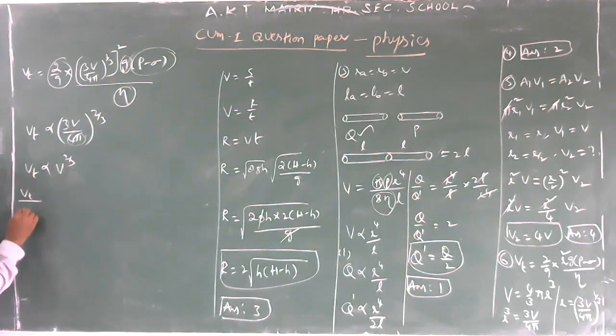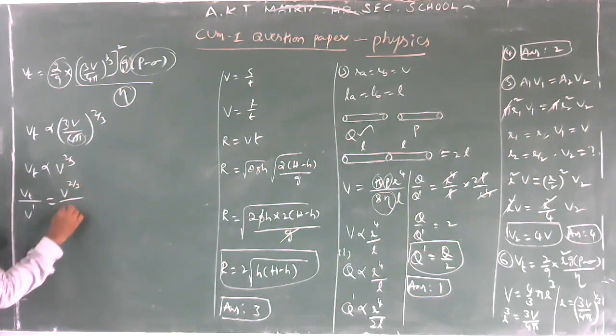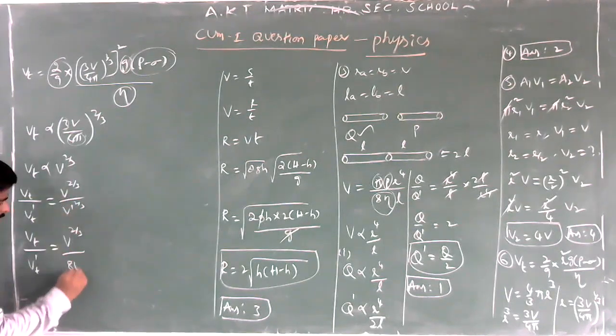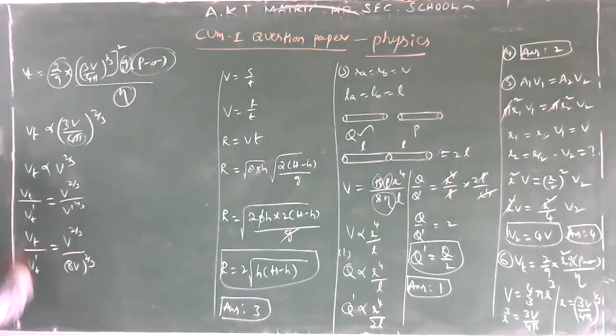Vt by Vt dash is equal to V power of 2 by 3 divided by V dash power of 2 by 3. First case terminal velocity Vt. Second case terminal velocity unknown, so Vt dash is unknown. First case volume is V power of 2 by 3. Next V dash, second case. What is the volume of the second sphere? It is 8V. V dash is equal to 8V whole power of 2 by 3.